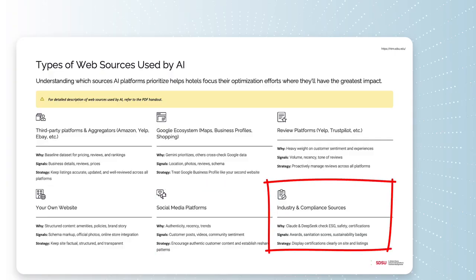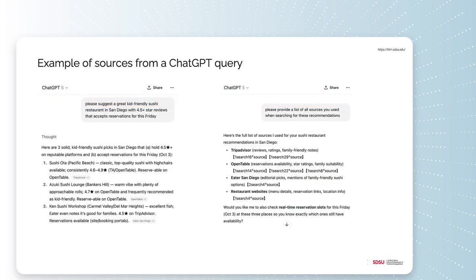Industry and compliance sources: certification, ESG scores, health safety protocols, awards, etc. Why? AI platforms check compliance, safety, and sustainability, some more than others. Signals pooled: sanitation certification, regulatory compliance, sustainability badges, awards, etc. Implication: display certifications, LEED, Green Key, local safety badges prominently on your site and listings. AI will surface them. Here are some examples of sources from ChatGPT and Perplexity.